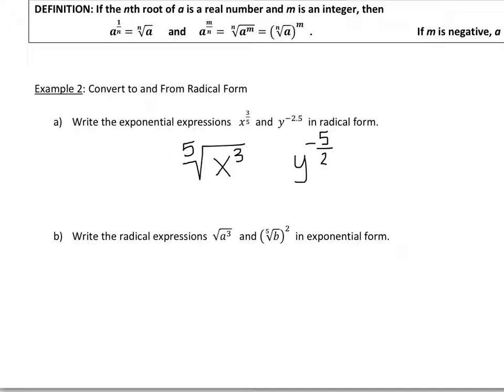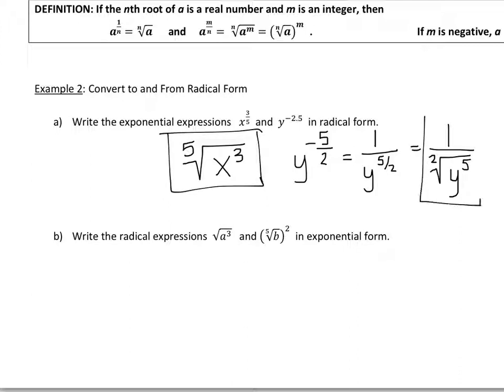Okay, what do we do with that to make it a positive exponent? How do you make a negative exponent? No. You push it down to the bottom, right? So 1 over y to the 5/2, which is the reciprocal type thing. Okay, now we're going to have our radical on the bottom. So what's my index? 2. And what will my radicand be? Y to the 5th. Okay, so there are the two answers.